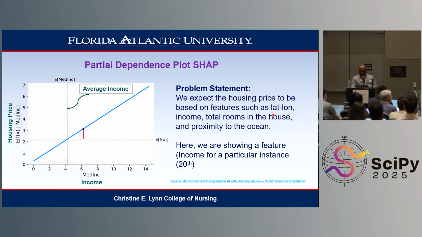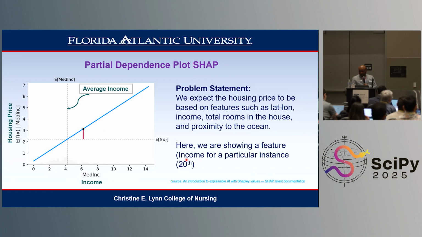So you see that the problem is we expect the housing price based on features such as the location, lat long, incomes, total rooms in the house, and proximity to the ocean. So the more near to the ocean, the more the price. And we'll see that the x-axis gives you the median income, and the y-axis gives you the housing price. I took only one feature.